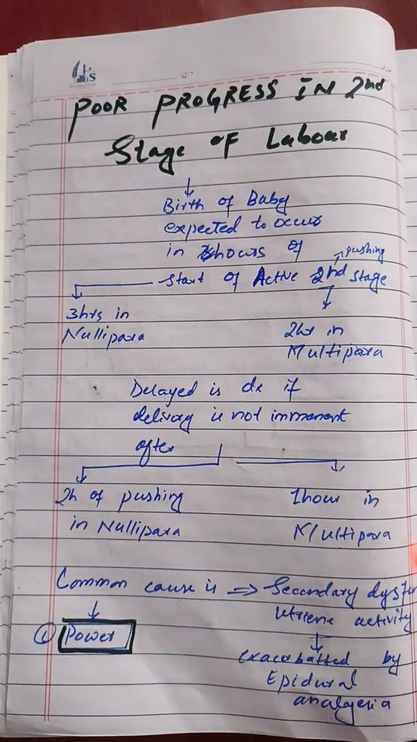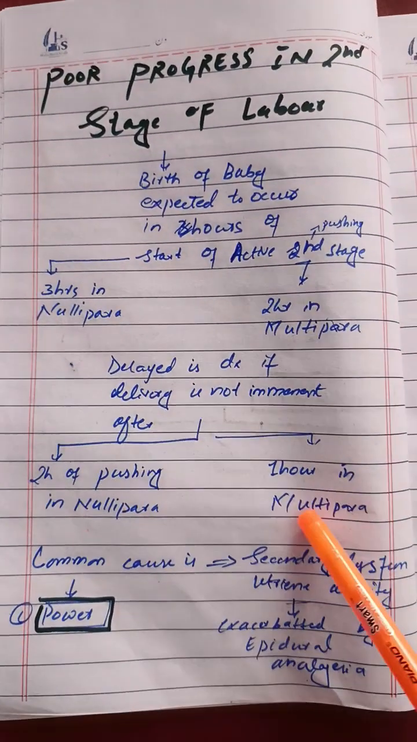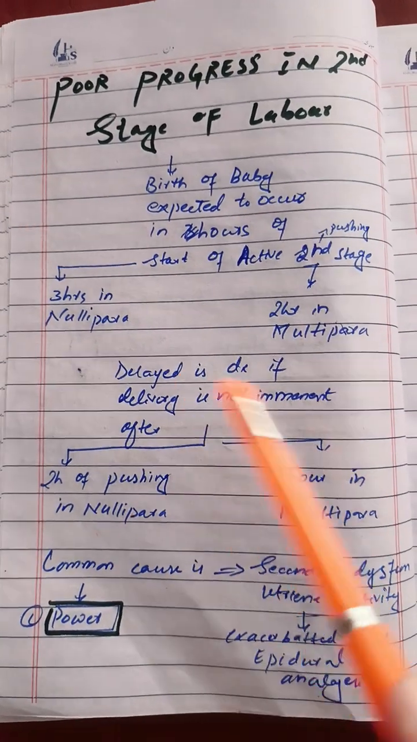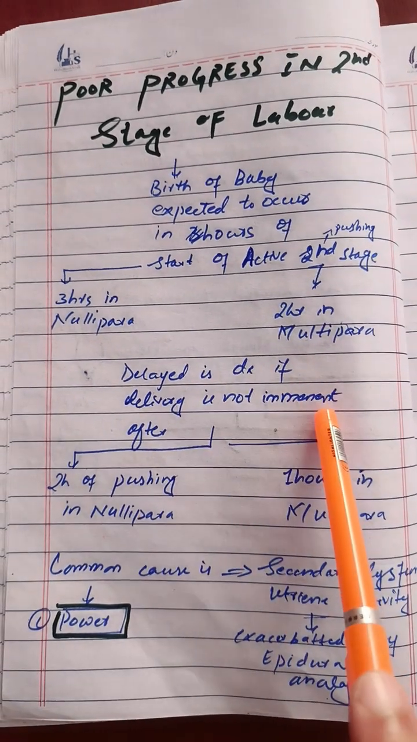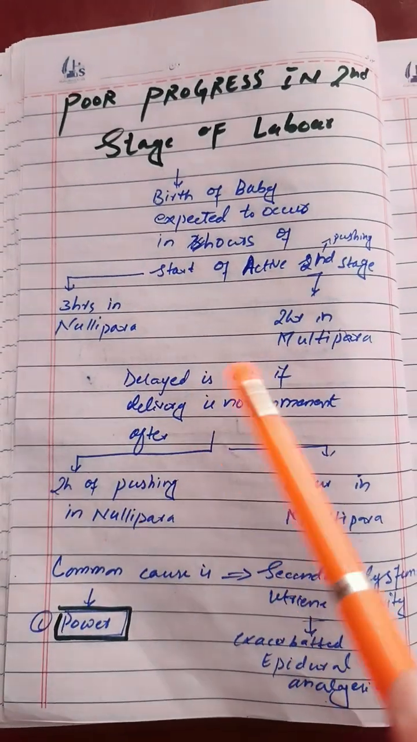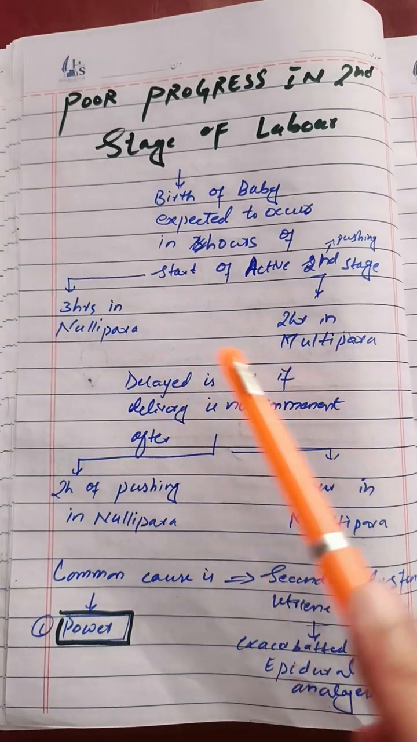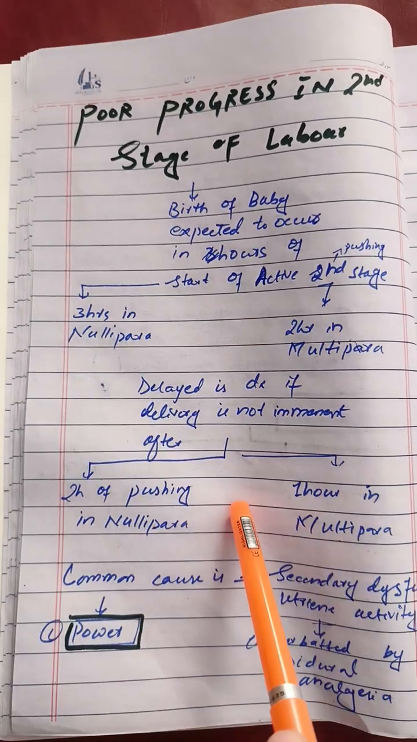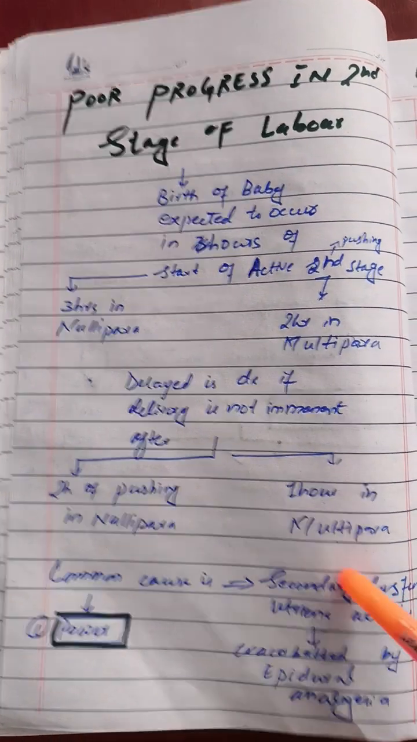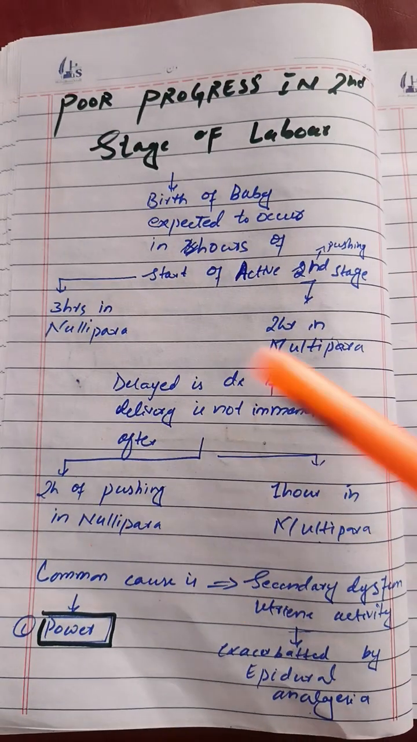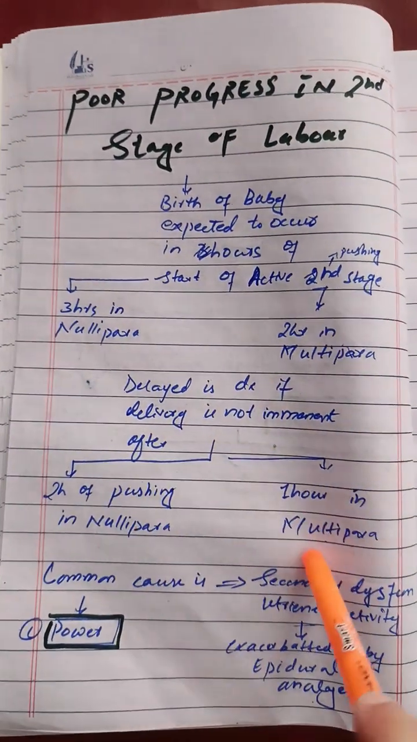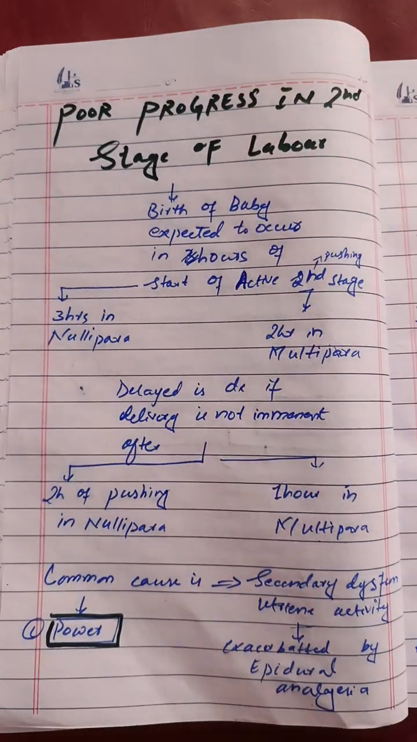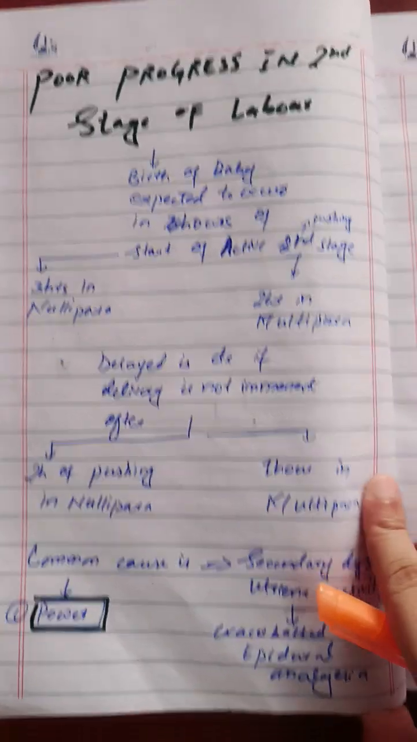If after 2 hours of pushing in a nullipara and 1 hour of pushing in a multipara the delivery does not occur, then the delivery is said to be delayed, or the progress is said to be poor. In the second stage, if a woman makes efforts for 2 hours, and a multipara makes efforts for 1 hour, and even after that the delivery doesn't occur, then we say that the progress is poor in the second stage of labor.